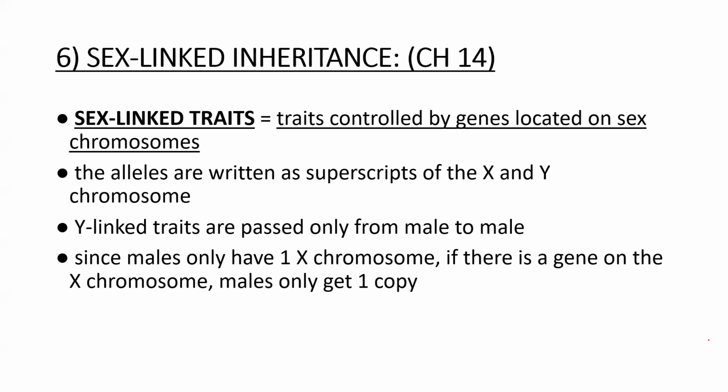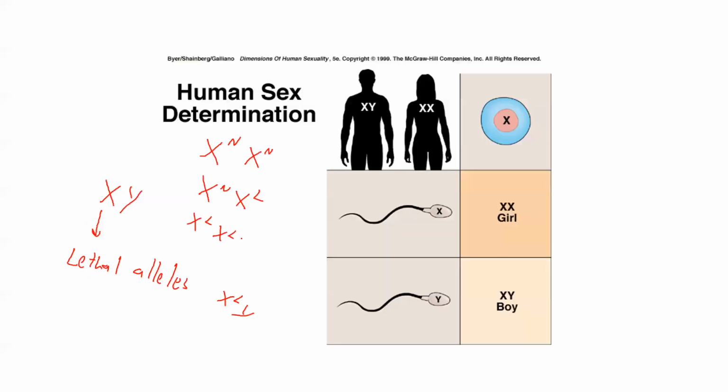So whenever you have a trait, the trait, of course, is going to be controlled by the alleles, right? So the traits are going to be sex-linked if they are found, of course, on your X or Y chromosomes, right? As I mentioned, there are traits controlled by genes located on the sex chromosomes. That's all that is. That is, the alleles are written up as superscripts of X and Y. That's what I was doing before here.